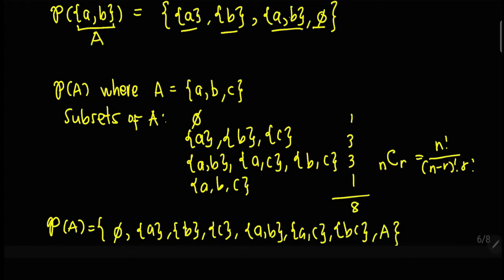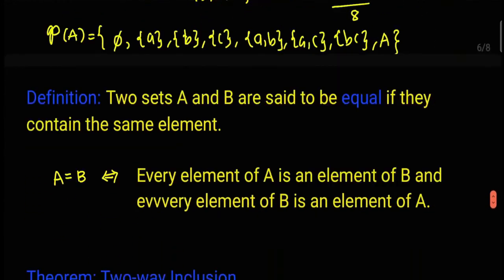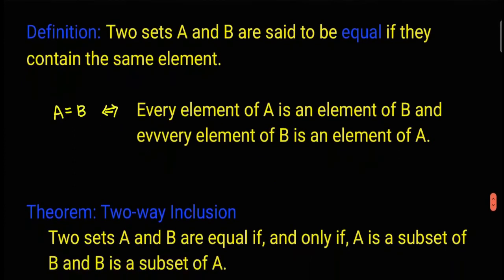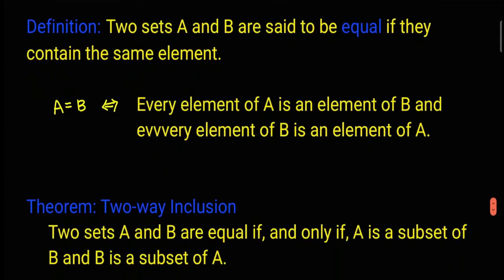So, those are the elements of the power set. And finally, if we have 2 sets and we want to say that these sets are equal, then that means, by definition, every element of A is an element of B, and every element of B is an element of A.